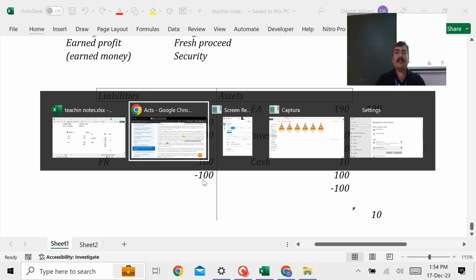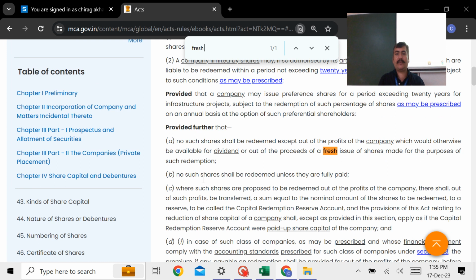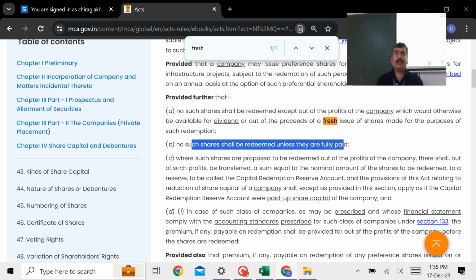Okay, but yeah, the same thing I would like to... no such shares shall be redeemed except out of, and the word out of is written, that means the source, from where? Out of the profits of the company which would otherwise be available for the dividend or out of the proceeds of the fresh issue. No such shares shall be redeemed unless they are fully paid up. हाँ वो तो सबको पता है, until they are fully paid up you can't redeem it. So you have to make them fully paid up first and then you redeem it.